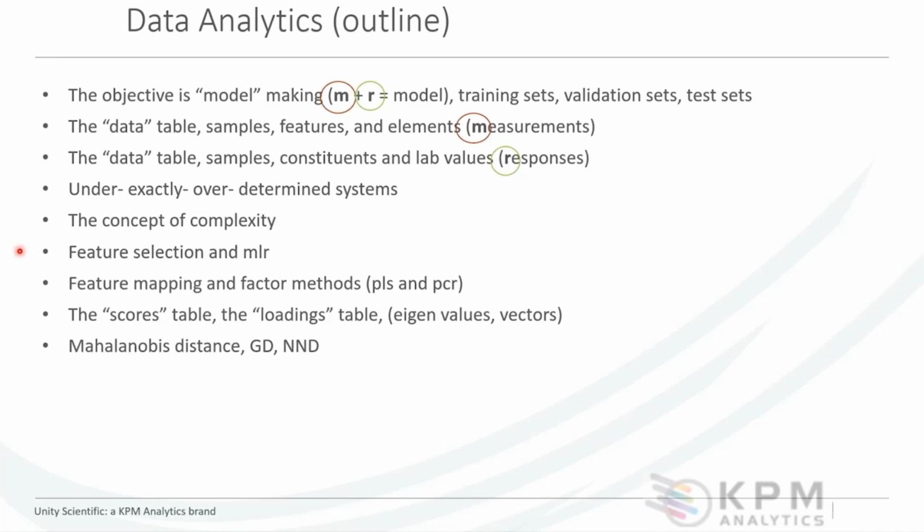Look at feature selection as one way of dealing with this complexity, and specifically how it relates to multiple linear regression. We will then look at feature mapping and factor methods, or feature extraction methods. And we will talk about the source table and the loading tables, otherwise known as eigenvalues and eigenvectors. And finally, talk a little bit about how we can use these measurements also to give us some assurance or confidence in the measurements we're making through outlier determinations, and that's through the Mahalanobis distance.